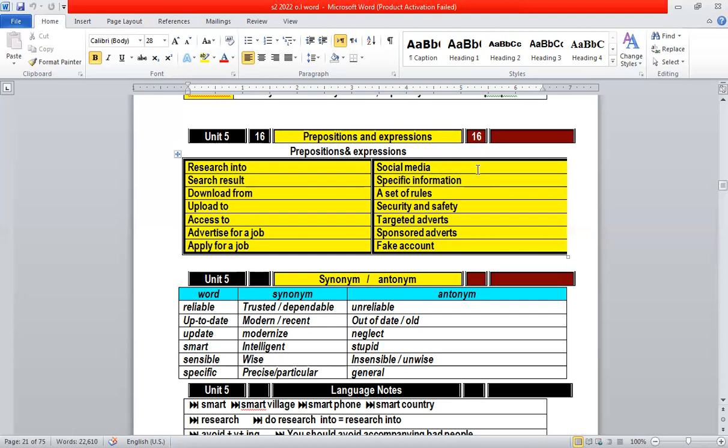Social media, easy. Specific information, a set of rules. We don't say group of rules. If you want to say more than one rule, we say a set of rules. Security and safety, targeted adverts. Adverts is the abbreviation or short word for advertisements. Sponsored adverts are advertisements that are paid. Fake account, of course we use it, you know it.